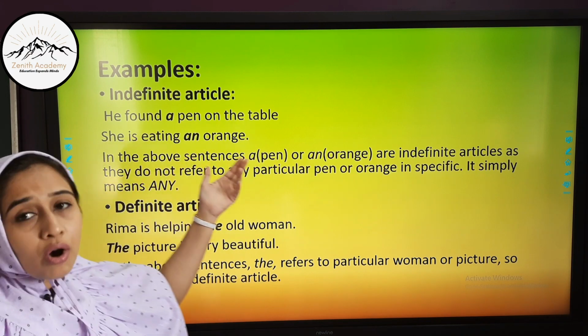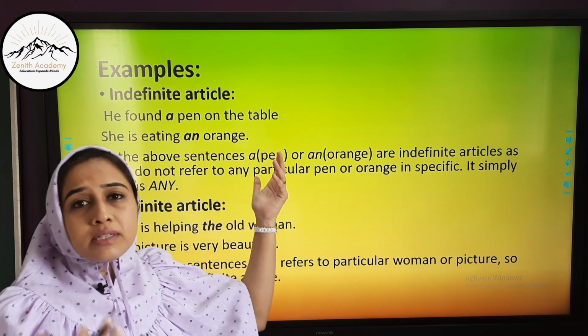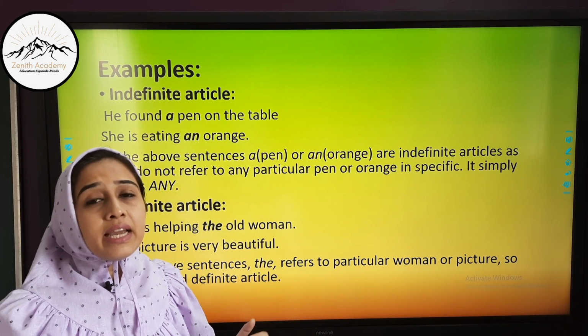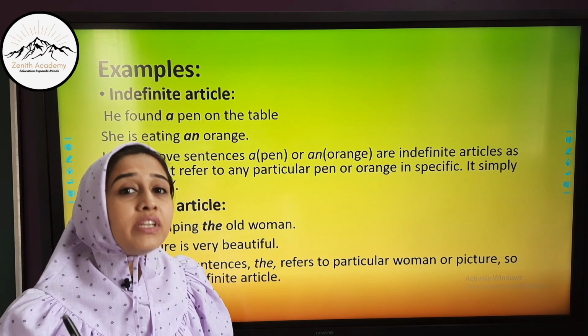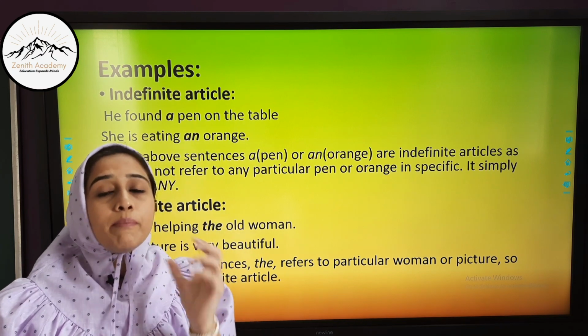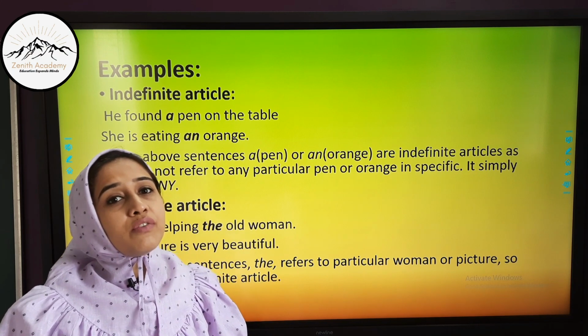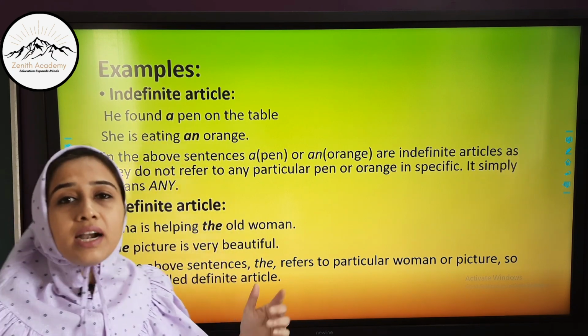She is eating an orange. It is a general statement, eating an orange. It might be any orange. Now when I say she is eating the orange which I gave her, there you completely know which orange I am talking about. So that is the difference over here between indefinite and definite article.